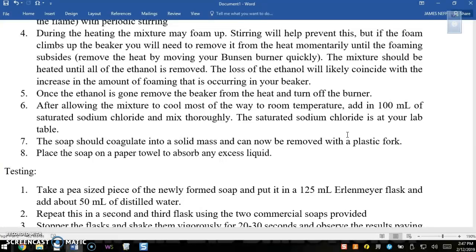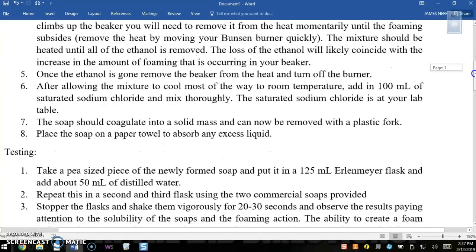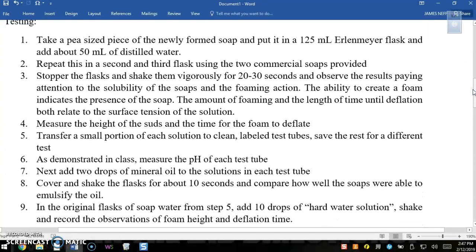Now, for the testing process, you're going to want to start with 3 Erlenmeyer flasks. Those will be out and provided. Make sure they are clean because you don't want anything to taint your results. Most of your observations are recording the height of the suds and how long it takes for them to deflate or drop back down to where the suds are gone. The other test that you're going to have is with the pH. I will demonstrate the pH test and the setup for all the testing when you are in class. This does not take very long, but it does require observations.